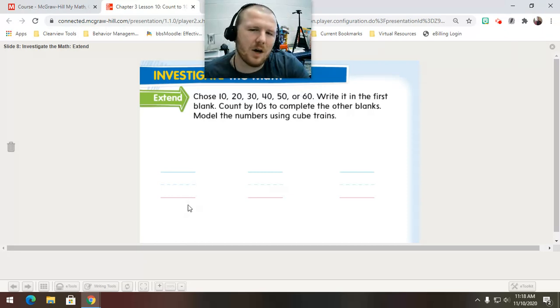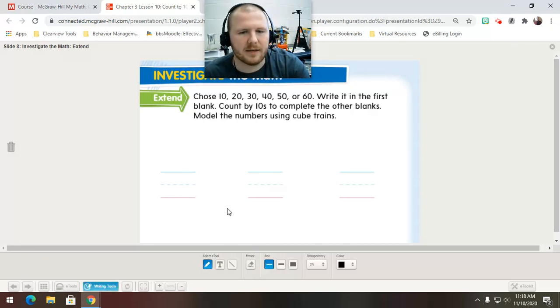Well, let's just go with 60, since that would be the next number we would do anyway from the last problem. We'll start with 60. Okay, and then it says, write in the blanks what are the next groups of 10s. So 60. What comes after 6? 7. So 70. And then what comes after 7? 6, 7, 8. So 80.